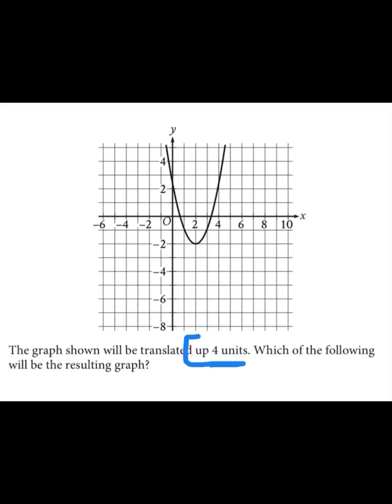Shifting the graph 4 units up means the vertex will be shifted 4 units above the given graph. The x value of the vertex did not shift, and it remained 2 because the graph did not shift left or right. The y value of the vertex shifted from -2 to +2.